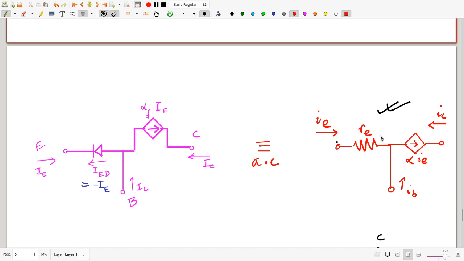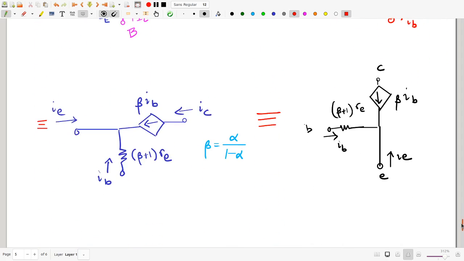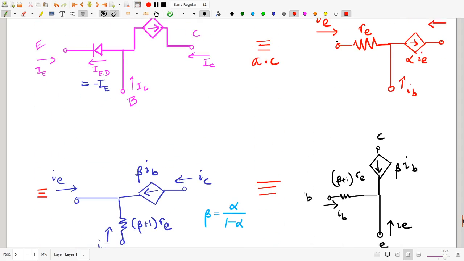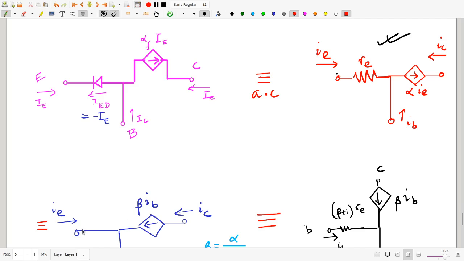Having something in the emitter lead is really not so convenient if you're dealing with the common emitter configuration. And so what you can always do is replace this circuit by putting a short between the common point and the emitter, replacing the current source here, alpha IE, by an equal current source, but expressed in terms of IB, beta IB, where beta is, of course, alpha by 1 minus alpha. This is the same calculation as the one we had done before. You have to remember that sign switches, so beta IB points this way.